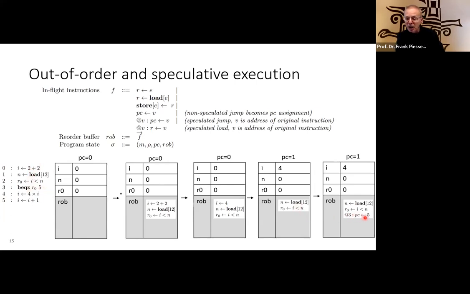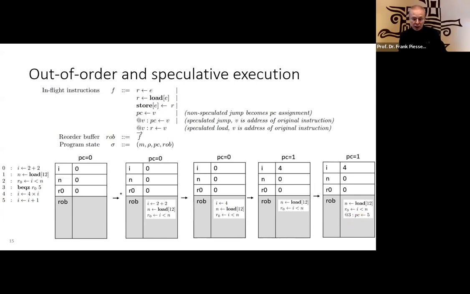So we say the program counter will become 5, but we remember that this is a guess, a speculation, by tagging the instruction. And this is the way in which in-flight instructions can be different from regular instructions. So some of them might be speculative instructions. And a speculative or speculated instruction, we tag with the address of the original instruction. So the 3 here points back to this instruction that we can then use later on to check whether the speculation was correct, yes or no.